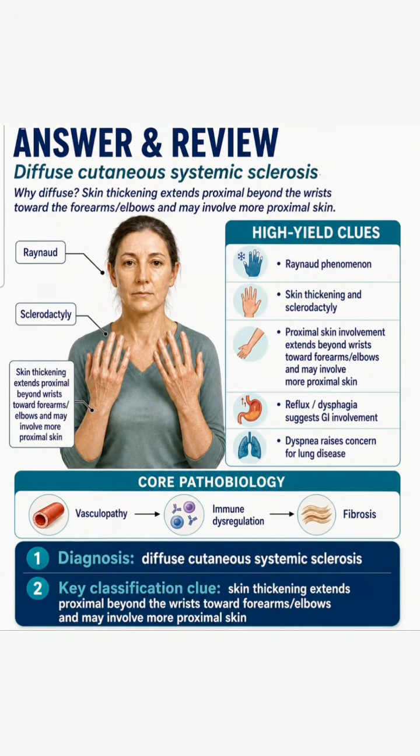This is diffuse cutaneous systemic sclerosis. Why diffuse? Because the skin thickening extends proximal beyond the wrists toward the forearms and may involve more proximal skin. Limited disease usually affects skin distal to the elbows and knees, plus the face. Diffuse disease involves more proximal skin, often progresses faster, and carries higher risk of organ involvement.